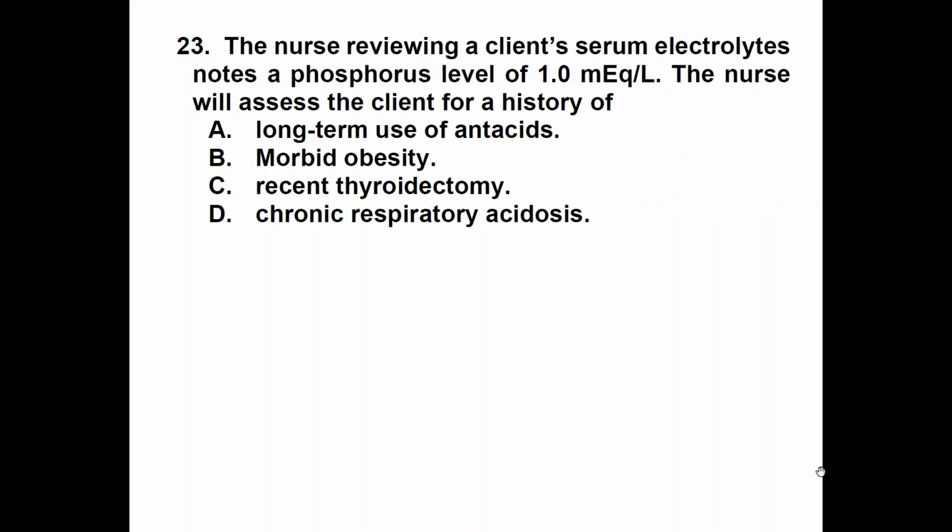23. The nurse is reviewing a client's serum electrolytes and notes a phosphorus level of 1.0. The nurse will assess the client for a history of long-term use of antacids, morbid obesity, recent thyroidectomy, or chronic respiratory acidosis. The answer here is letter A, because one of the most common causes of hypophosphatemia is considered to be ingestion of antacids, malnutrition, hyperparathyroidism, as well as respiratory alkalosis. That is letter A.